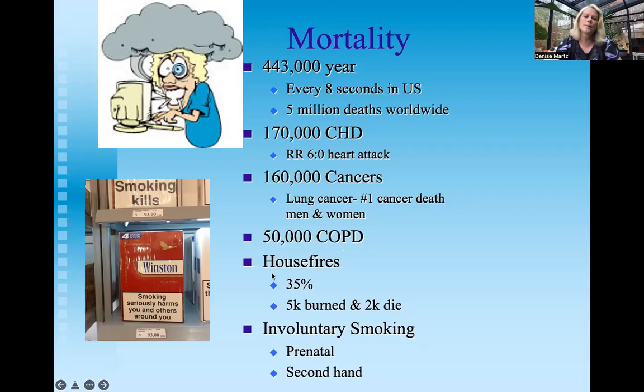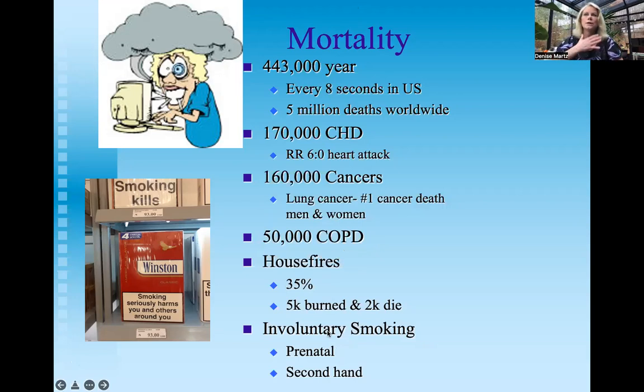I want you to know that about 35% of house fires get started from cigarettes. And a lot of people are getting burned, and a lot of people are dying from these house fires every year. And then I want to talk about secondhand smoke, and then the power of what we call vertical smoking.